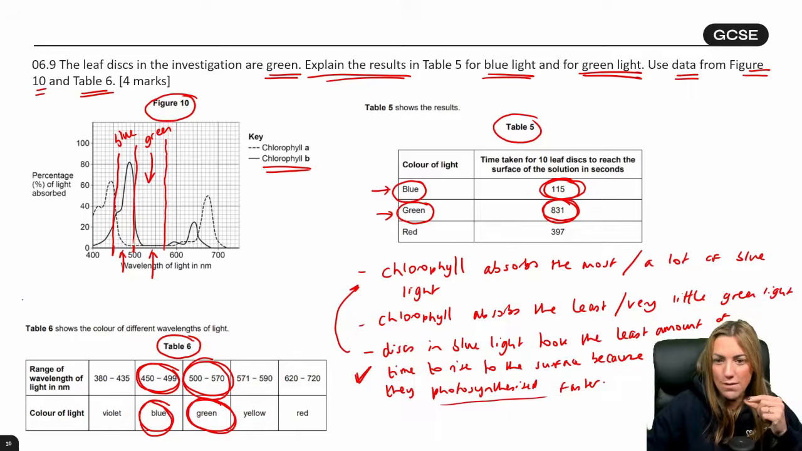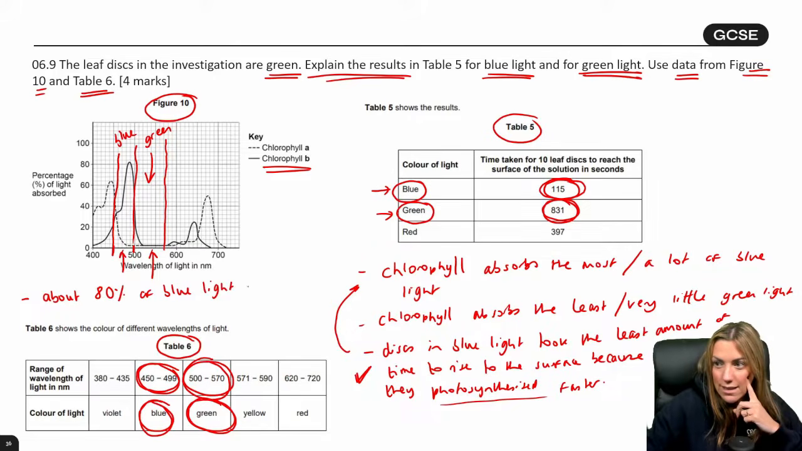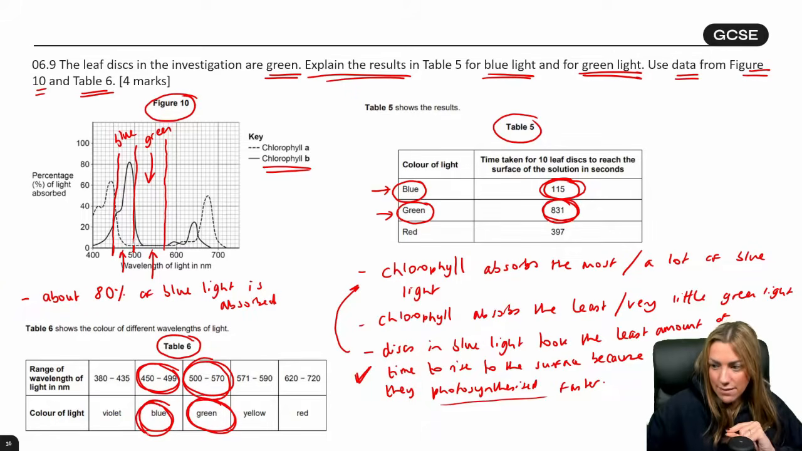So for example, and this could be an example for marking point 4, which is for data, about 80% of blue light is absorbed. Now, if I write something like that, it's super clever because what I'm telling the examiner is I must have used table 6 because I've identified blue light. I must have correctly looked at the range of wavelengths and applied it to the graph to read off the 80%. So I've obviously used both table 6 and figure 10 to read off that 80%.